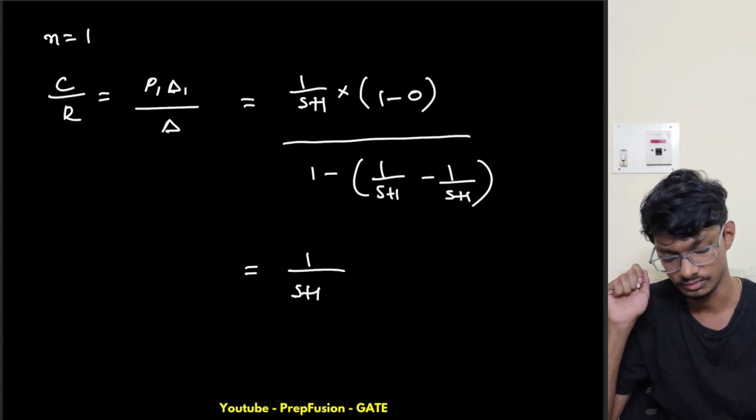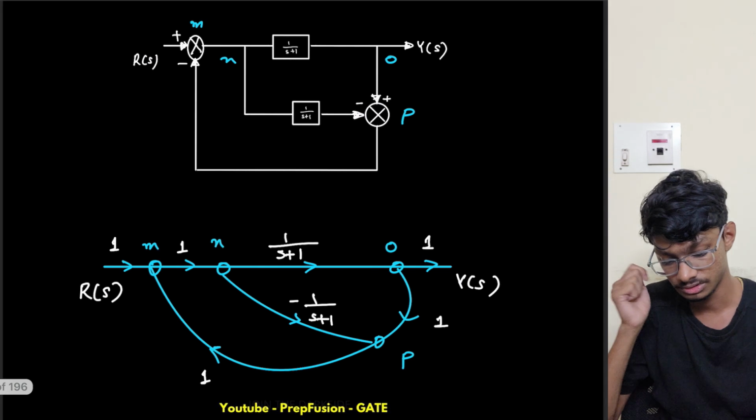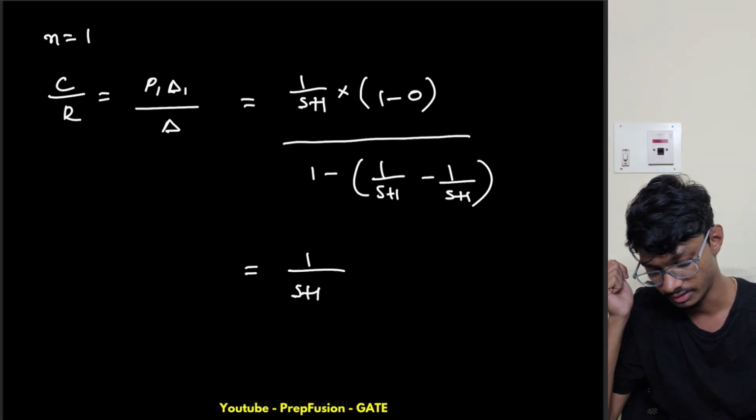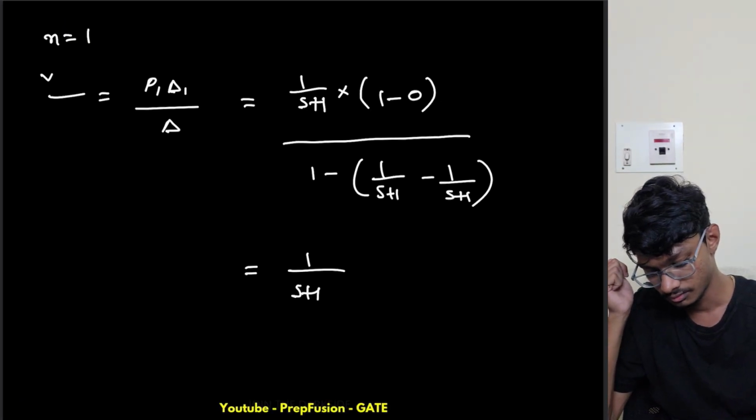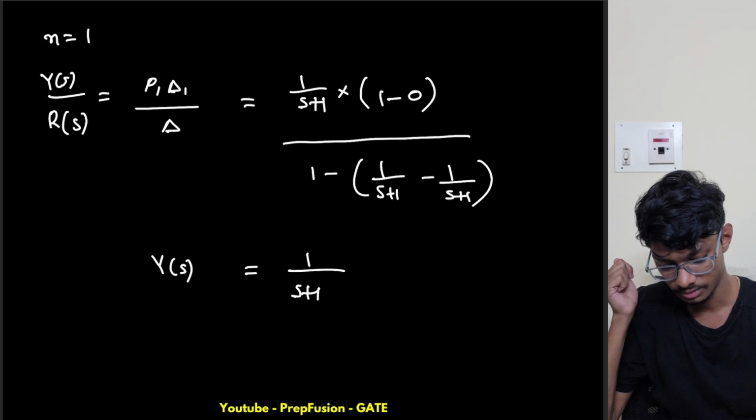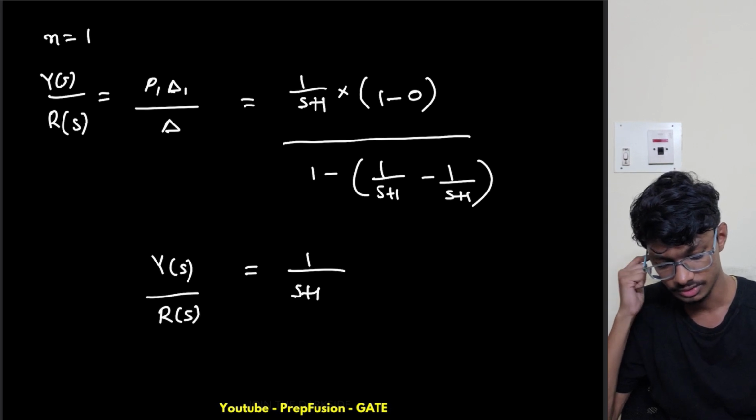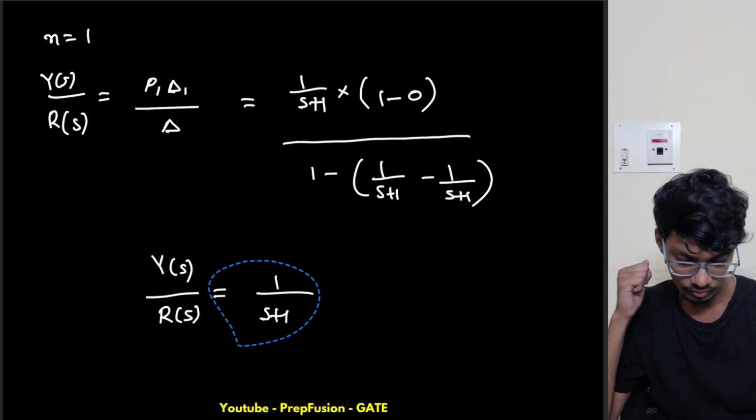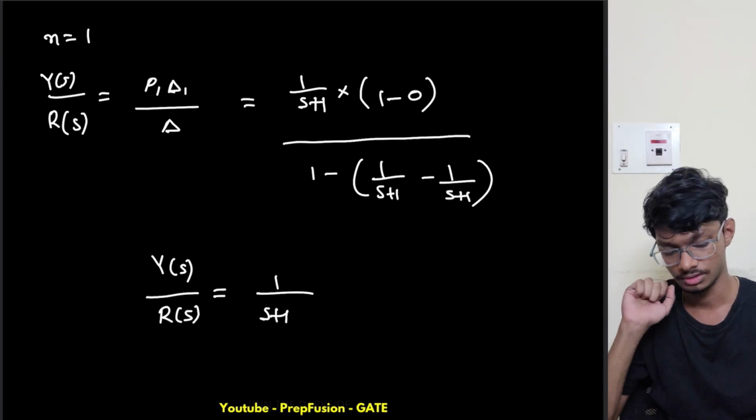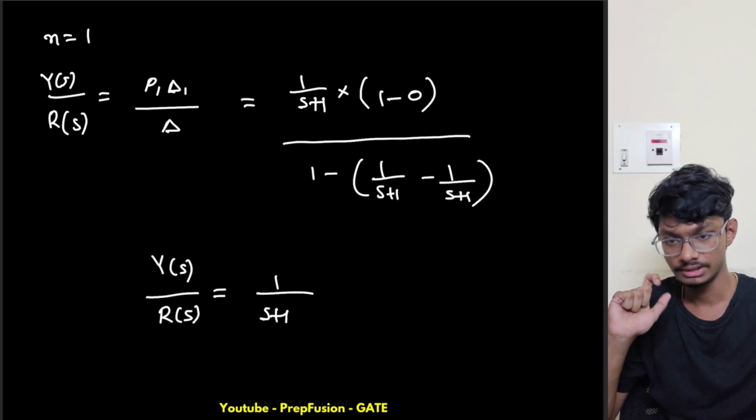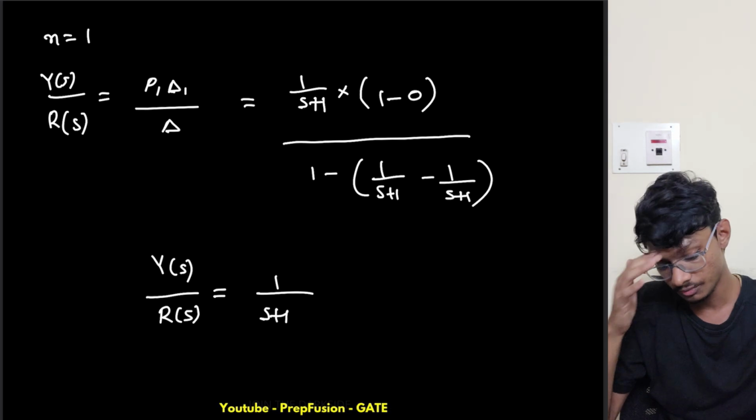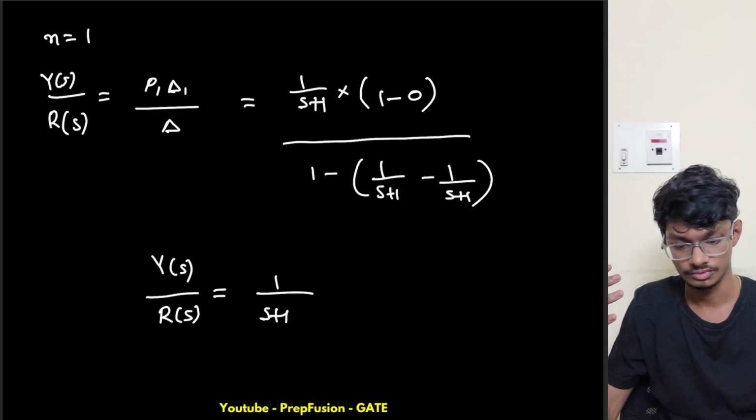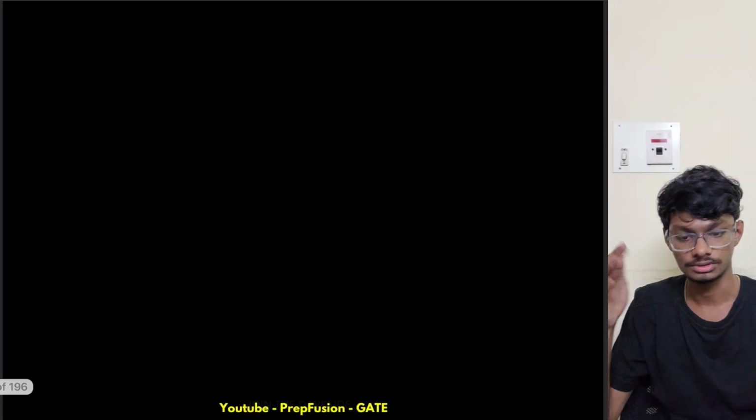It is 1 by s plus 1, which is, this wasn't C by R, this was actually Y of s by R of s. So Y of s by R of s equals 1 by s plus 1, right? 1 by s plus 1. So yeah, this is basically the solution for this. Now you see which one suits you more, right? You see which one suits you more. So let's go to another question.